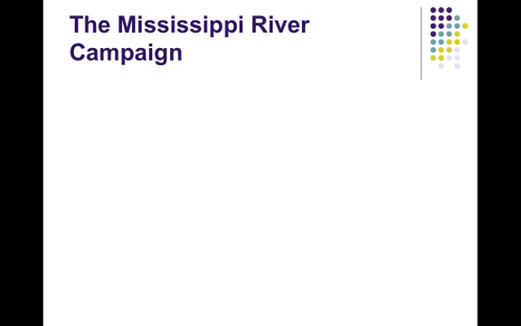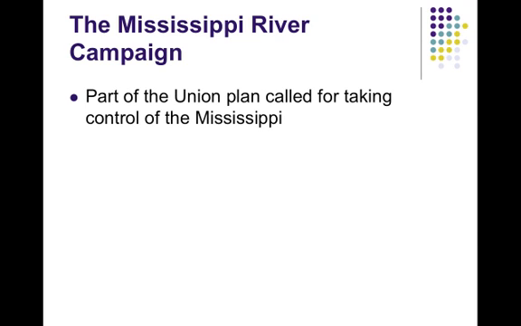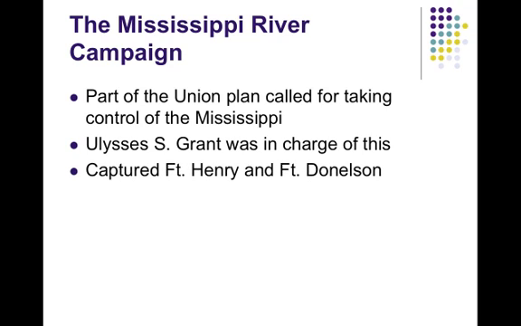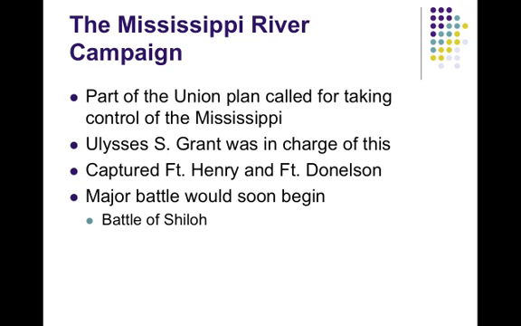That's in the East. So in the East, the Union is getting crushed completely. Robert E. Lee's too much. In the West, they have the Mississippi River campaign going on. Part of the Union plan, which was the Anaconda Plan, I'm going to look at in 1 second, called for taking control of the Mississippi River. Ulysses S. Grant was in charge of it, and what he did is he started capturing different forts along the Mississippi. First, he had some victories at Fort Henry and Fort Donelson, which were big victories. And later on, there would be a big battle coming on. It's Shiloh.